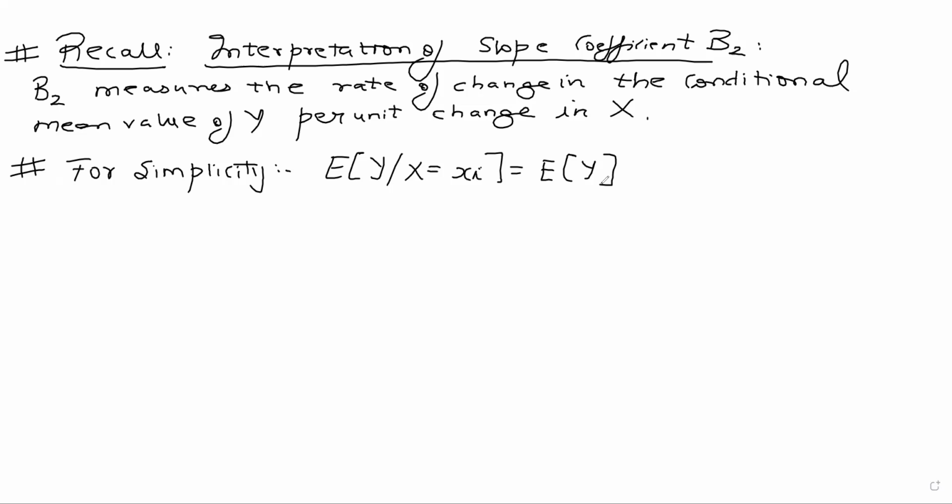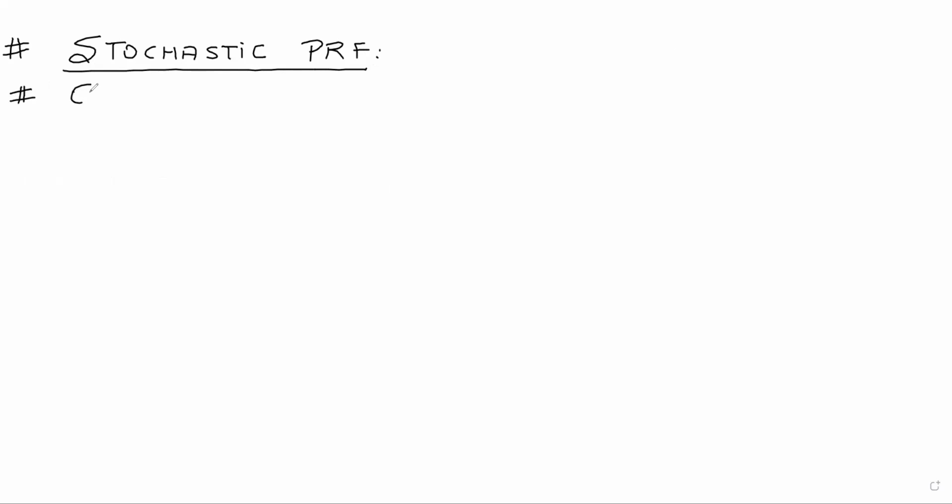Okay, all this we had covered in the previous lecture. Now, in this lecture, we look at the concept of stochastic population regression function. In the last lecture, we had done the non-stochastic or deterministic population regression function, where everything on the right hand side of the regression equation was deterministic. We knew B1, we knew B2, we knew xi. But now in this lecture, I am going to define something called the error term, also called the noise component.